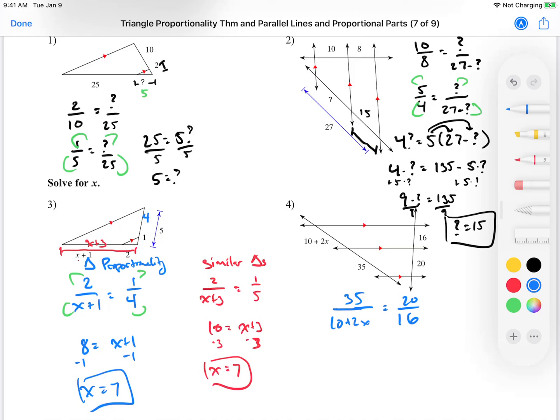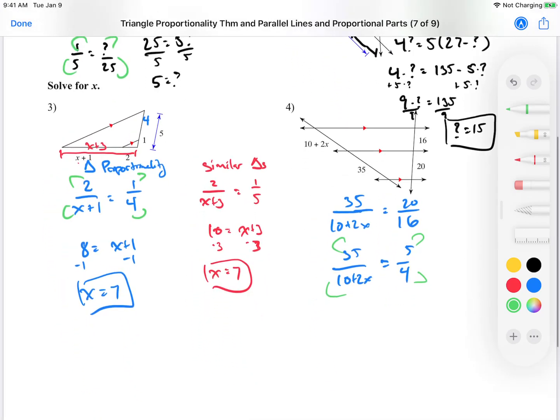Now, before I move on, I want to simplify. I can't really simplify on the left, so this is still going to be 35 over 10 plus 2x. But 20 over 16, they're both divisible by 4. So this becomes 5 over 4. Again, a lot easier to multiply here. Cross product. I'm left with 35 times 4, which is 140, is equal to 5 times 10 plus 2x.